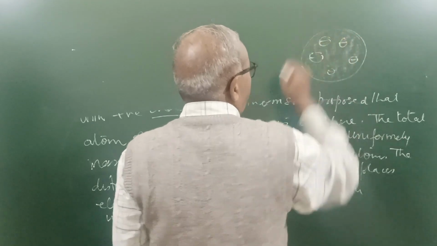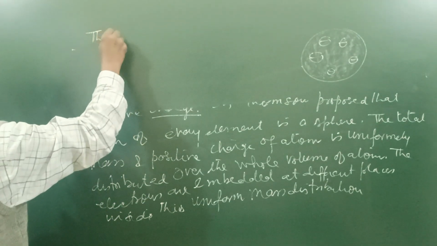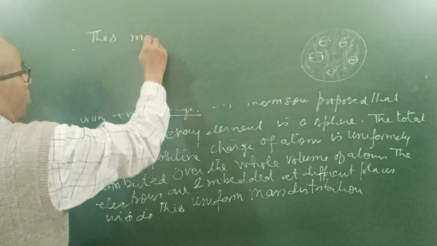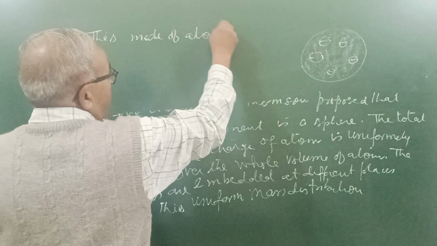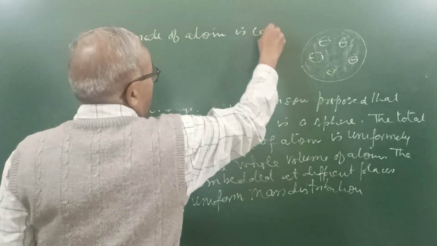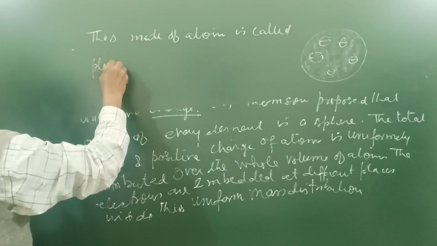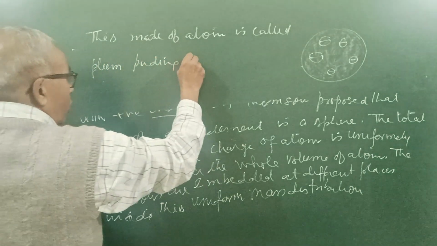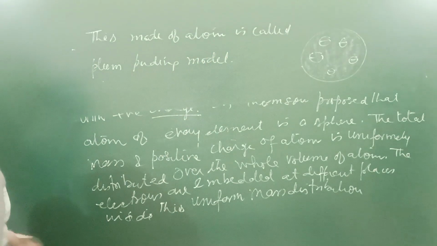This is called the plum pudding model. This model of atom is called the plum pudding model. It means it behaves like a watermelon.